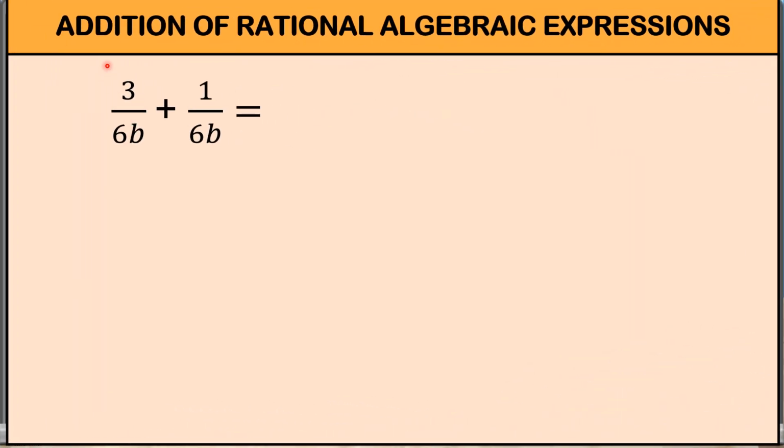Okay, we're under addition of rational algebraic expression. We're going to add 3 over 6b plus 1 over 6b. So as you can see, we have common denominator. Ano yung denominator nila? 6b. So that means kapag meron tayong common denominator, kinokopya lang po natin yan and isi-simplify lang po natin ang numerator. So that means the simplified form is we have 3 plus 1 over 6b, all over 6b.